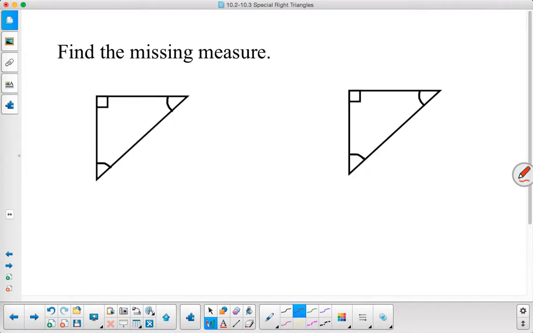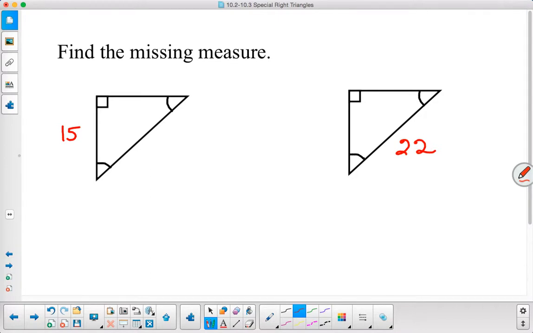Okay, so let's have you try a little quiz here, a check of understanding. On the first one, I will give you 15 for the leg measurement. And on the second one, I'm going to give you 22 for the hypotenuse. Okay, so find the missing side measurements on these two triangles. If it seems like you need to go to decimal, go ahead and round to the nearest tenth. Pause the presentation and work the two problems.